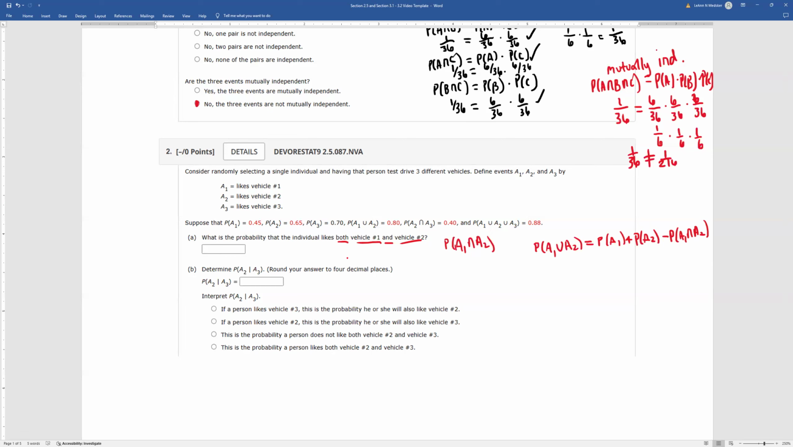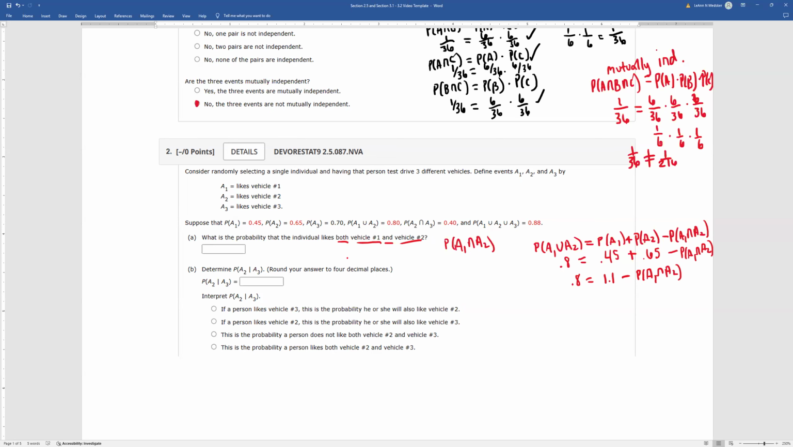So we do have the union, that's 0.8. We have the probability of A1 is 0.45. We have the probability of A2 was 0.65. And imagine we're solving this as if we're solving for a variable, so we're solving for that intersection. Okay, so if we add these 2 together, that's going to be 1.1. And then we're going to have this brought down.